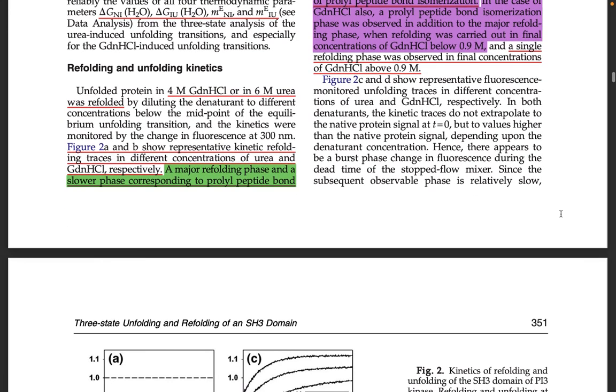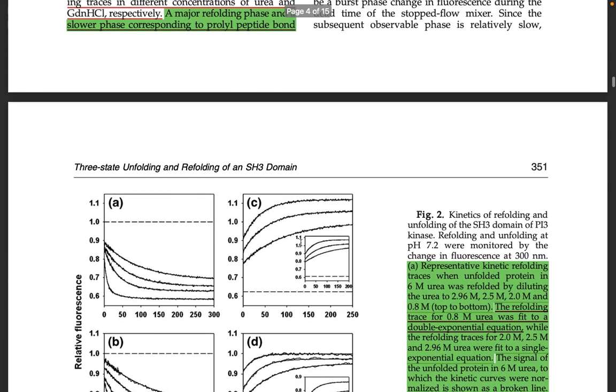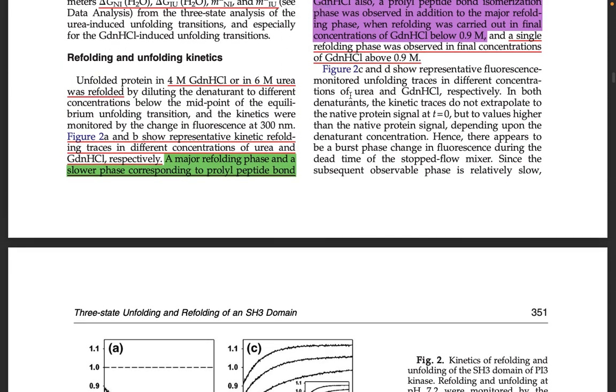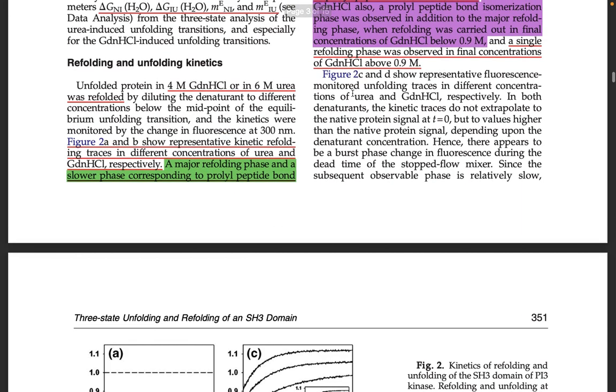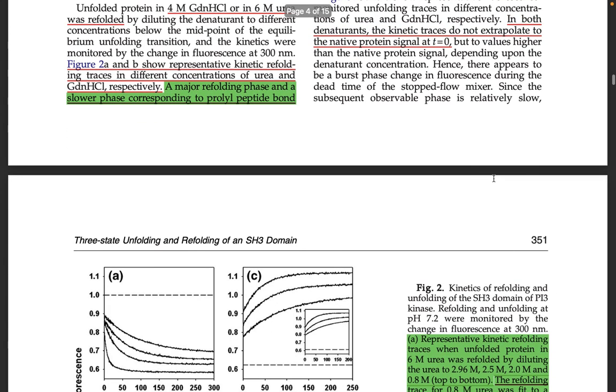Now, figure 2C and D represent fluorescence monitored unfolding traces. So A and B are fluorescence monitored, and C and D are representative fluorescence monitored unfolding traces in different concentrations of guanidinium hydrochloride, respectively. In both denaturants, the kinetic traces do not extrapolate to protein signal at t equal to 0.